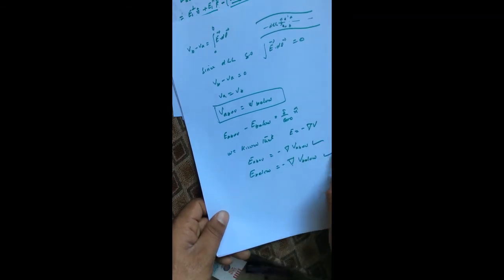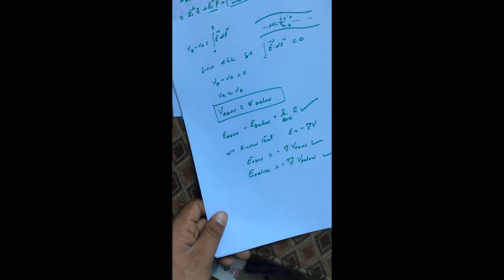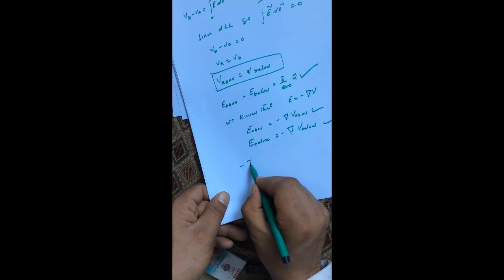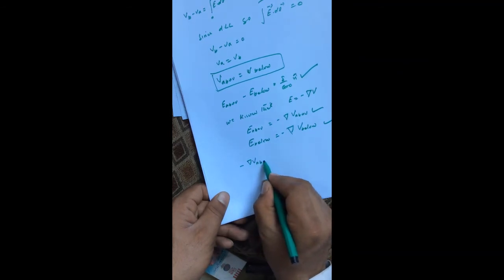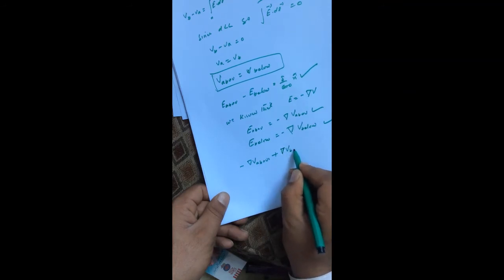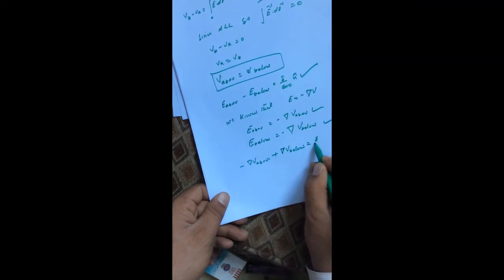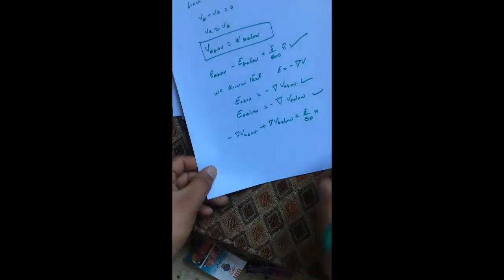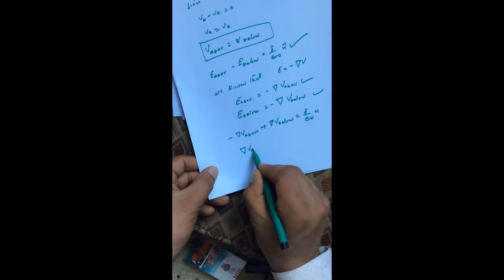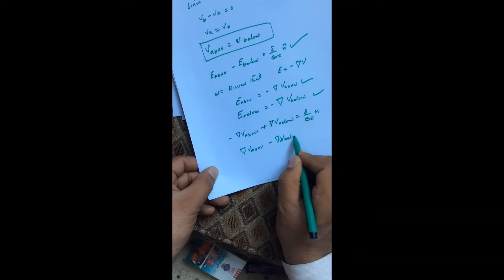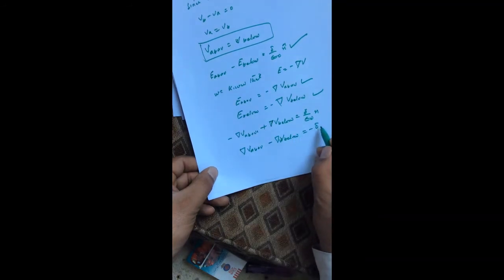Now using these two equations, here we get minus del V above plus del V below is equal to sigma divided by epsilon naught into n. I can say that del V above minus del V below will be equal to minus sigma divided by epsilon naught into n.